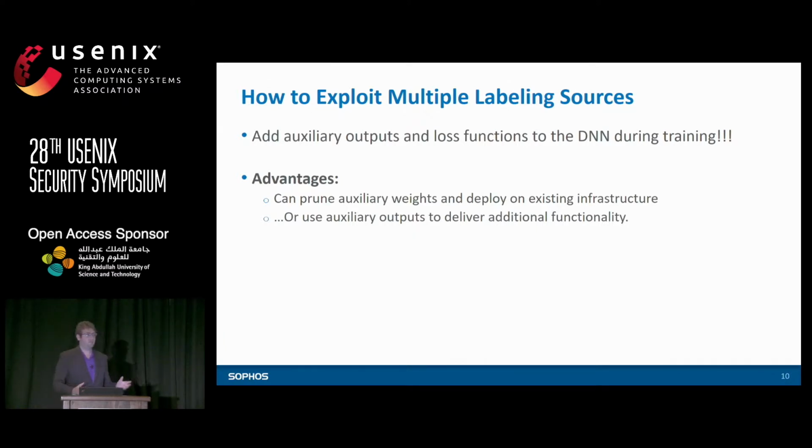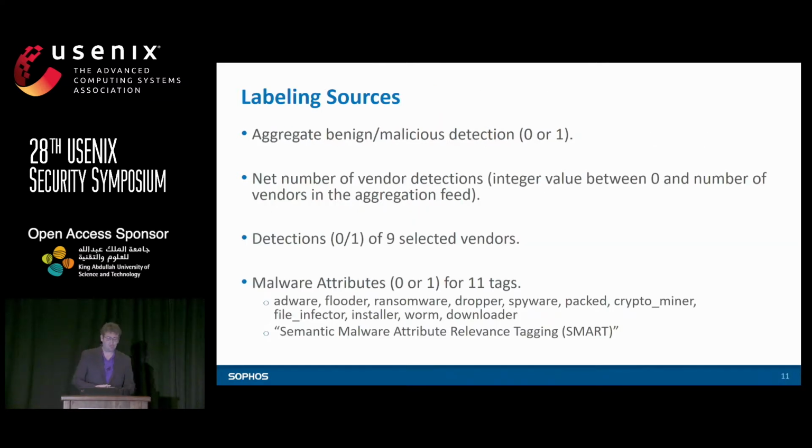But if we do have the capability of changing our deployment infrastructure, we can also use the auxiliary outputs to deliver additional functionality to the same network that's just been trained once. So for this work, we used the following labeling sources. We used an aggregate malicious and benign label. We used the net number of vendor detections within our feed. We used detections from 9 selected vendors. And then we used malware attribute tags, for 11 tags.